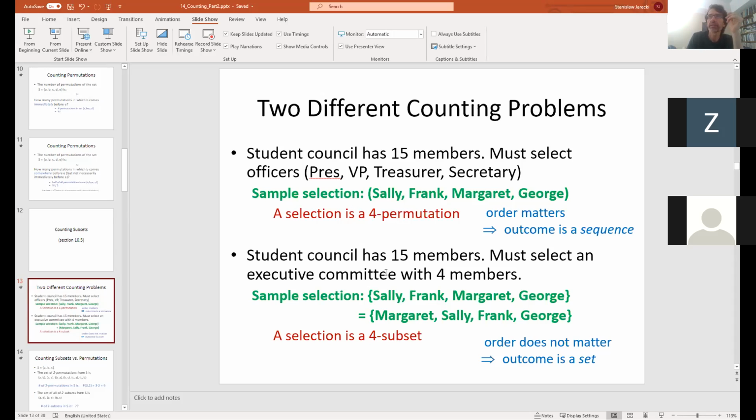But what if you just had a council and now you have a committee, let's say an executive committee? The members are not ordered, they're just members of the committee. So what you select is not a sequence, but a set, because the order of people within the committee doesn't matter. So it's a different counting problem because 2 different permutations might actually be the same set, with the same elements but permuted. So how to count that?